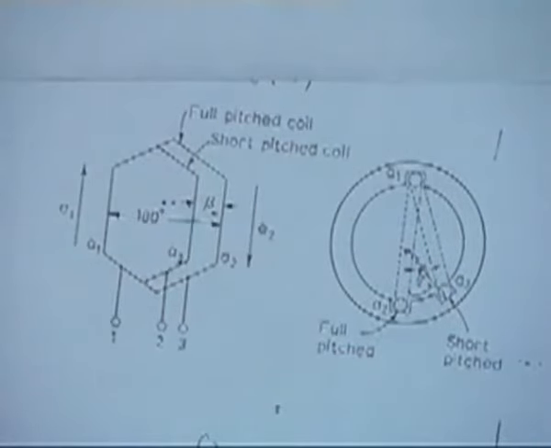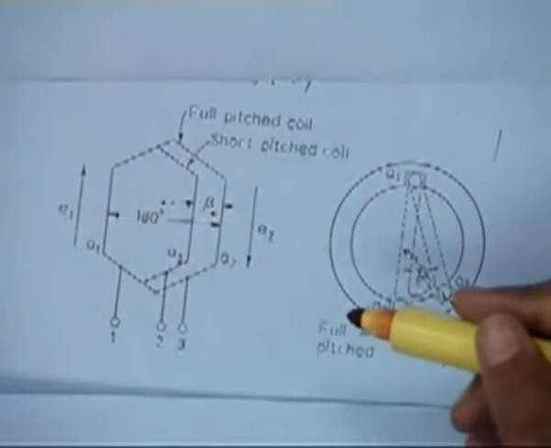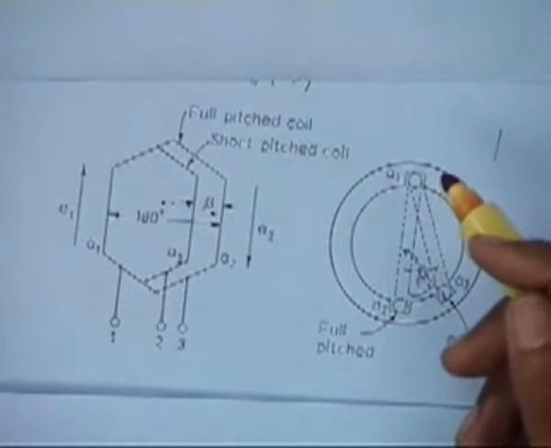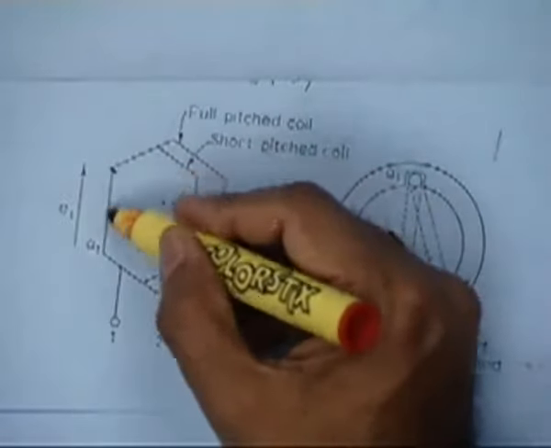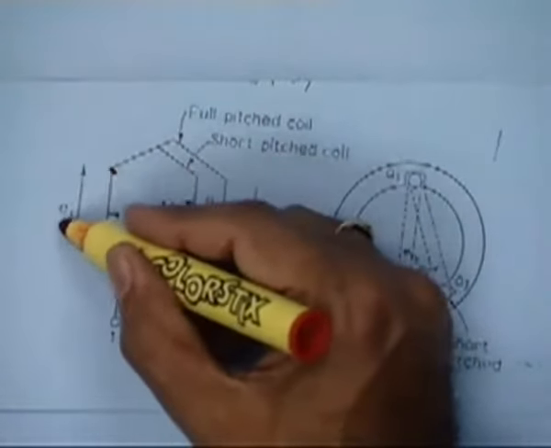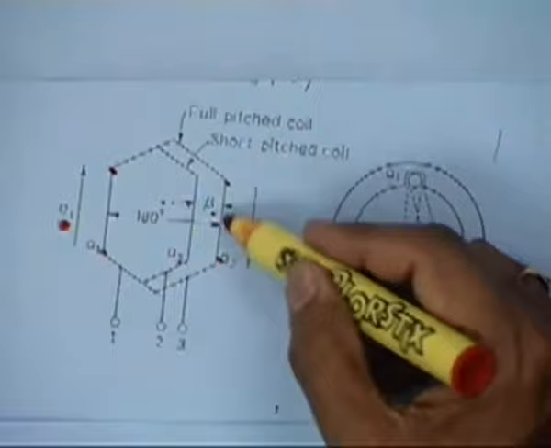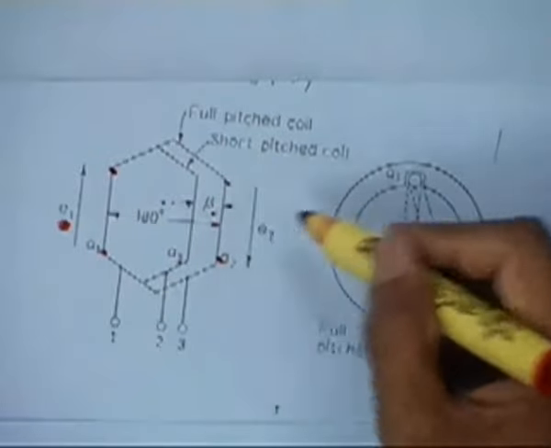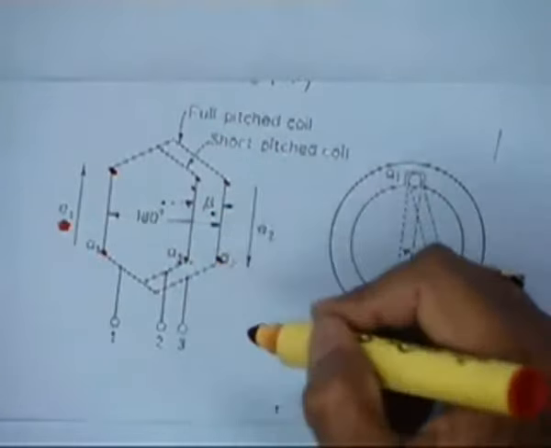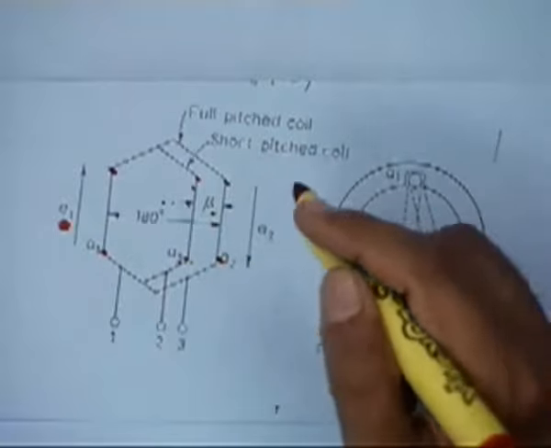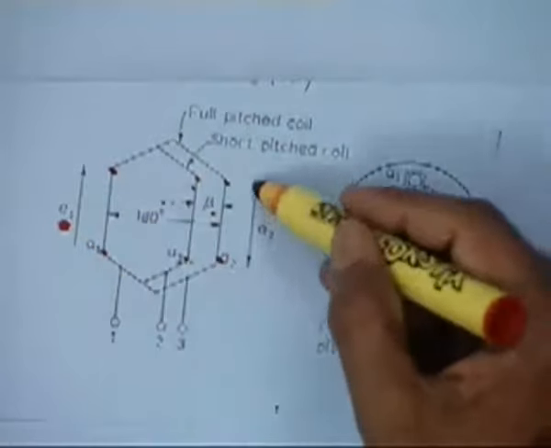Now, with this short pitch coil, what will be the voltage induced? In this coil side, let us say the voltage induced is E1, and in this coil side the voltage induced is E2. Then in the short pitched coil, let us say the voltage induced is E3, and if it is a full pitch coil, then the voltage induced will be E1 plus E2.